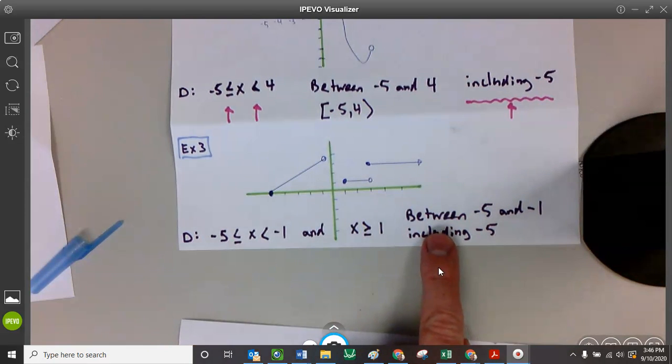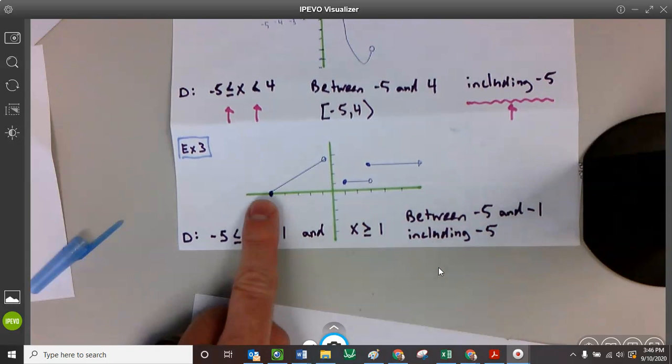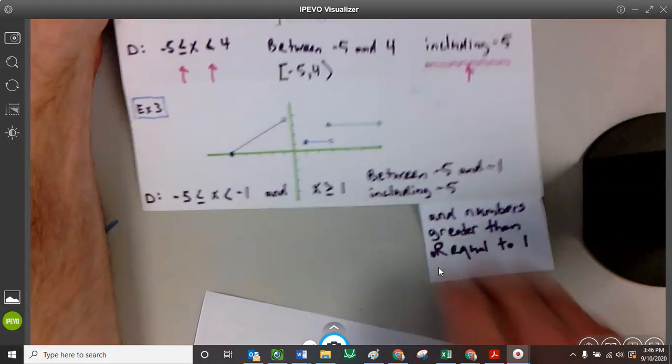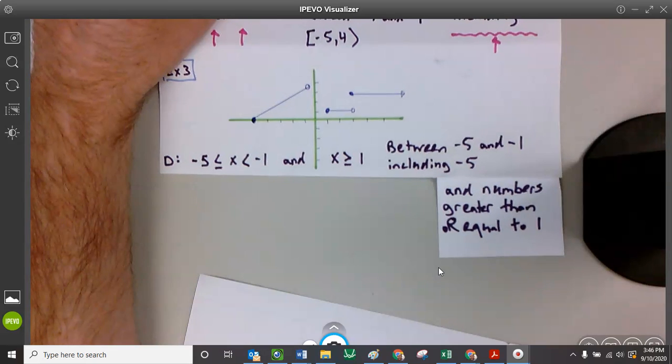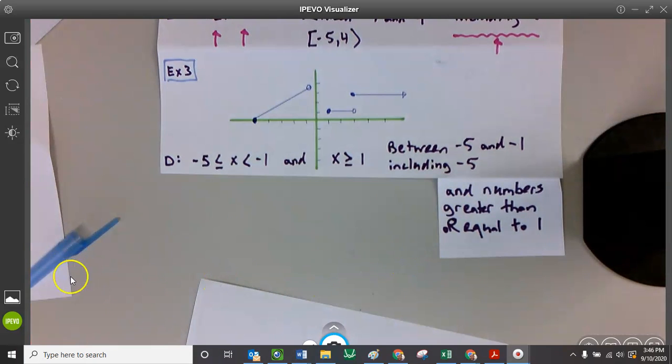Okay. This is just putting it in words. Between -5 and -1 works. Including -5 we need to say. But then we also need this, and I ran out of room, so I got creative here. There's my room. And numbers greater than or equal to 1. All right, we're stating domains, letting it rip. All right, moving on.